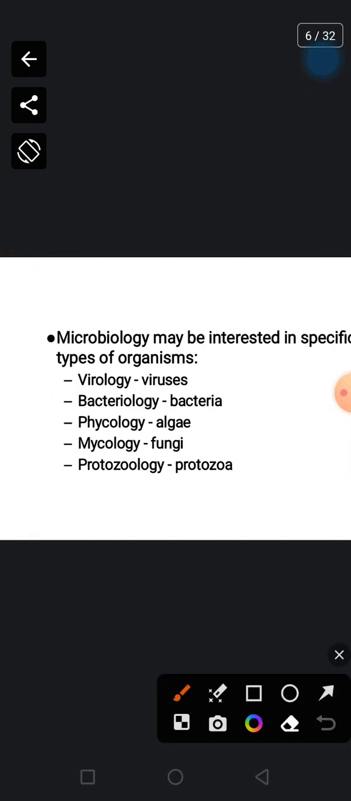Next, a microbiologist may be interested in a specific type of microorganism. So these are some branches of microbiology. This is virology. Virology is a branch of microbiology in which we study viruses. In bacteriology, we study only bacteria, their types, their properties, and everything. In phycology, we study algae. In mycology, we study fungi, and in protozoology we study protozoa.